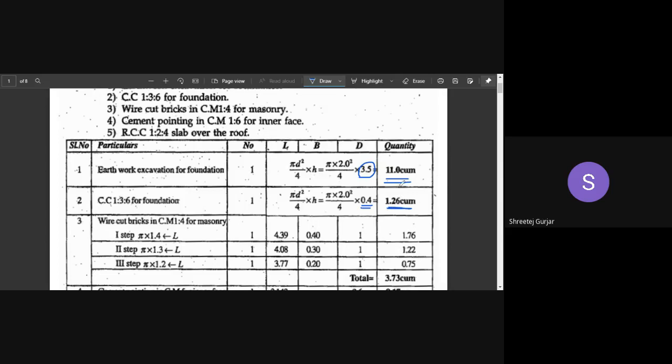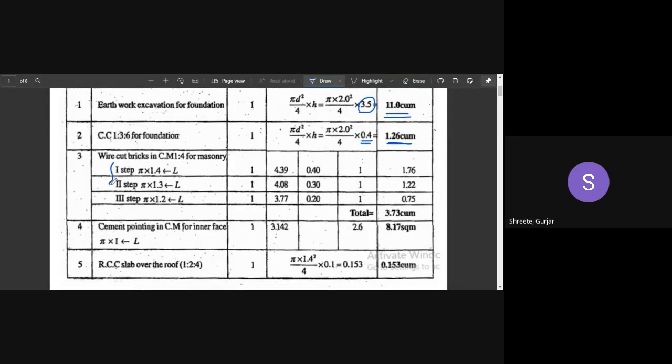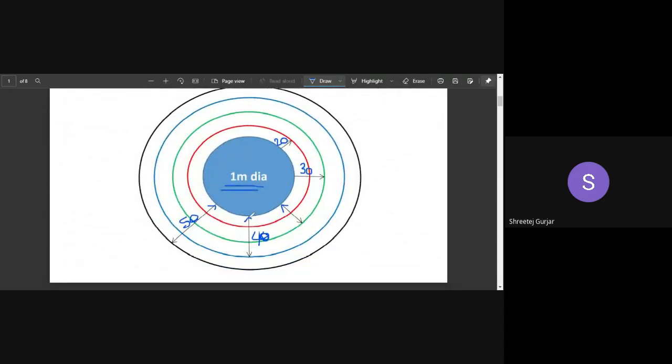Now moving on to the calculation of brickwork. We will divide it into 3 steps, starting from the bottommost step. From here to here it is 40 centimeters, but we need it from the center. So this will be 30 plus 20, right? This thing is 30 from here to here, which I've written over here. Sorry, it is not that. I've made a mistake over here.